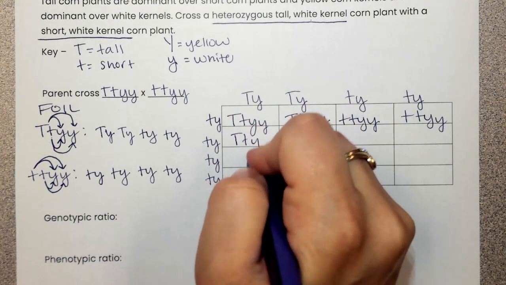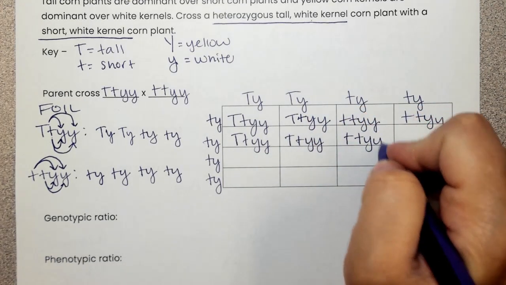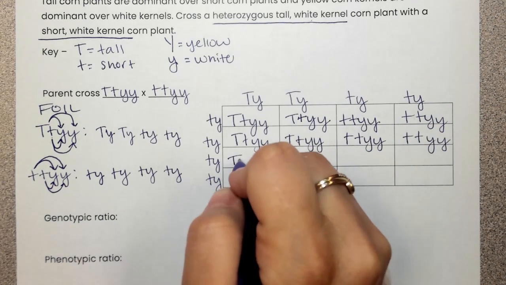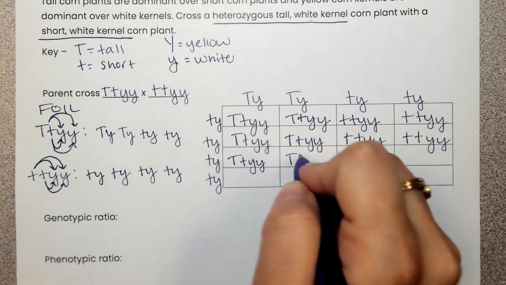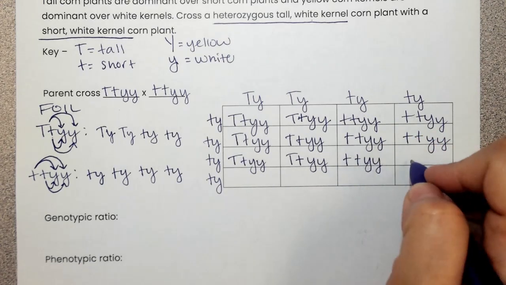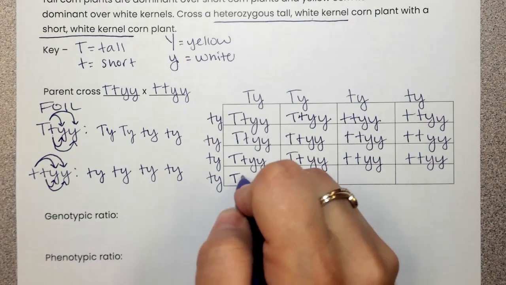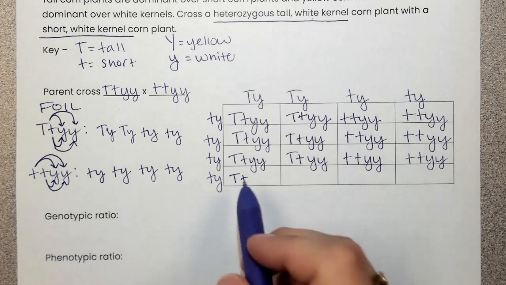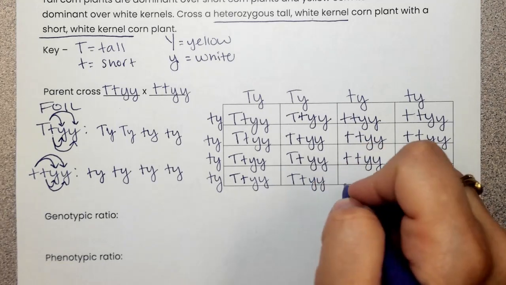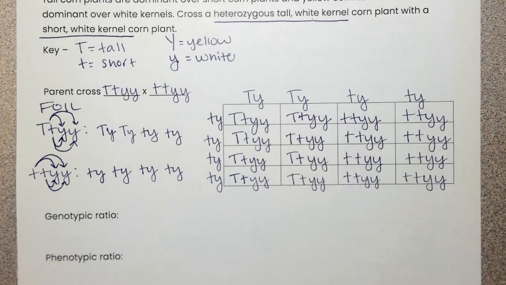So I'm going to have a big T, little y. Big T, little y. Little t, little y. Little t, little y. Third row, big T, little y. Big T, little y. Little t, little y. Little t, little y. And my last row, big T, little y. Big T, little y. Little t, little y. Little t, little y.